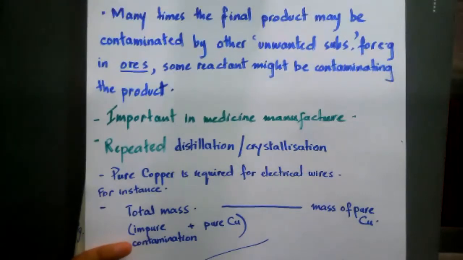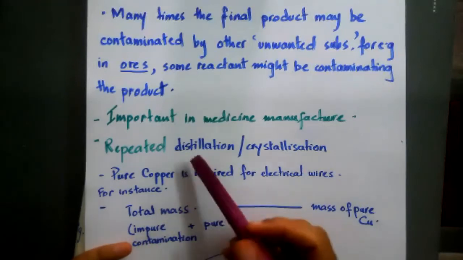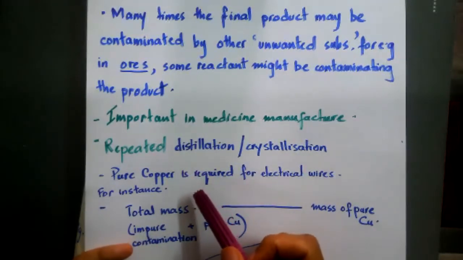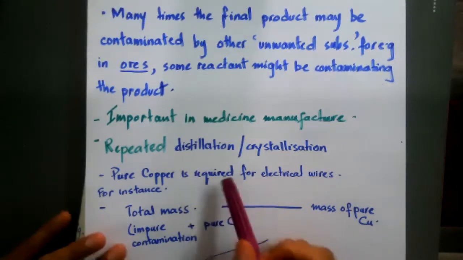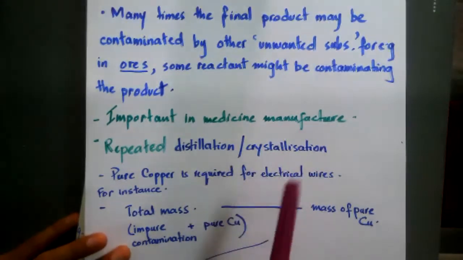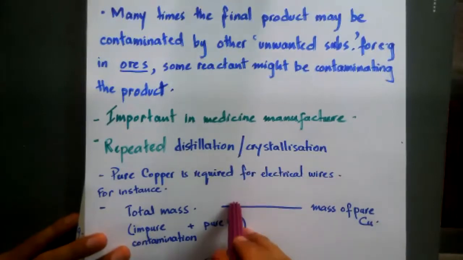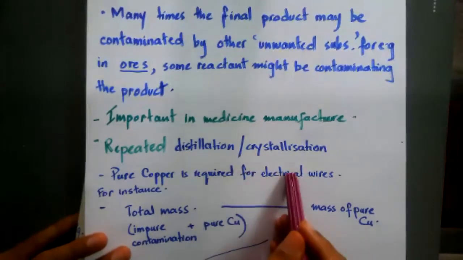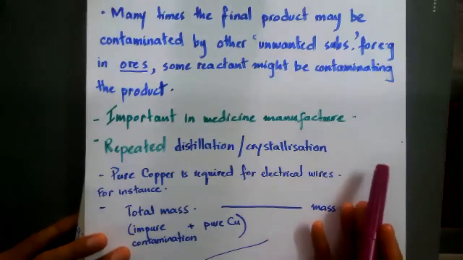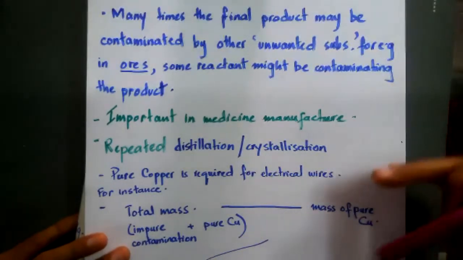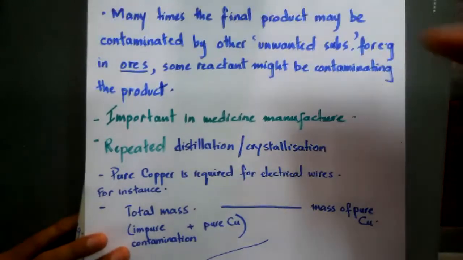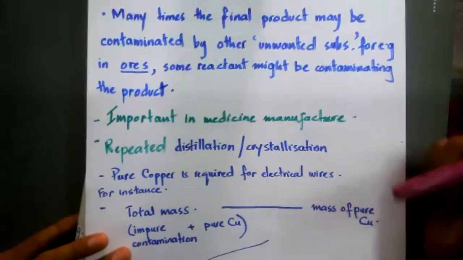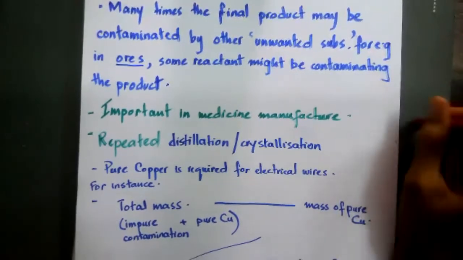Another example where percentage purity is very important: remember in the chapter of electrolysis, we talked about purification of copper. Why was it important? Because we want 99.999% pure copper for electrical wires. We cannot reach 100%, but we can approach 100 as close as possible. So 99.9999. Why is that purity important in electrical wires?